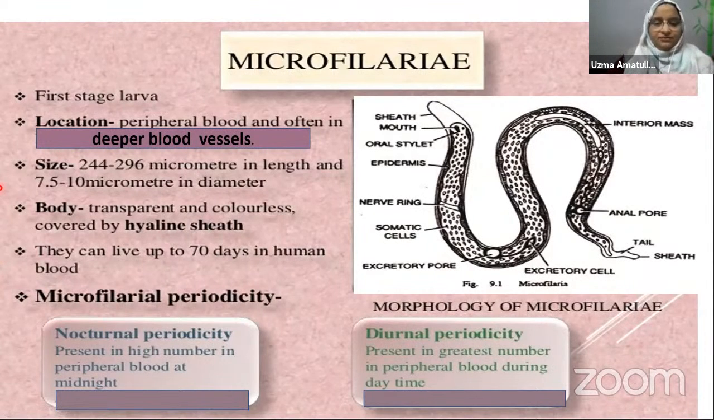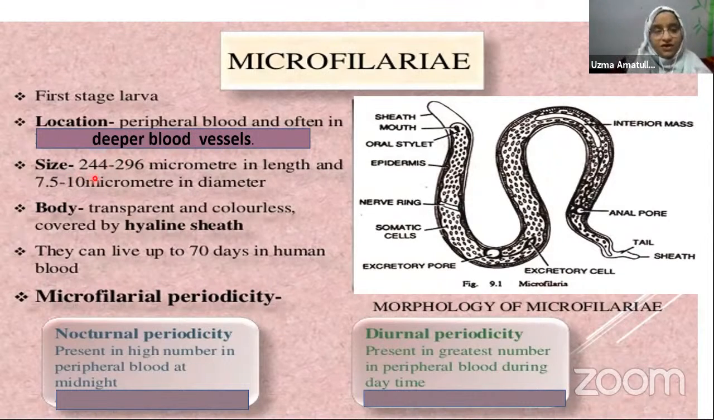Now, microfilaria. This is the larva of this organism. Microfilaria larva is the first stage larva. Where is it found? In the peripheral blood. Most of the time you will find it in the deeper blood vessels, but it will come into the peripheral blood vessels. Periphery means the outer surface, and central means the inner one. So these larvae will be in the central, deeper blood vessels, but they will come to the peripheral blood vessels also.